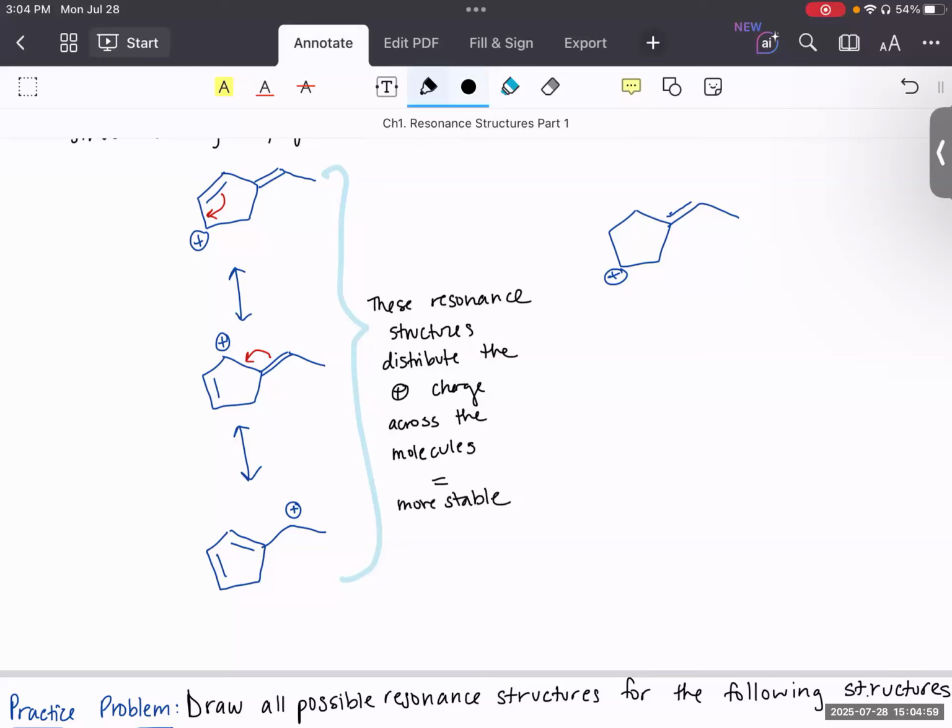Then if we take a look at the structure on the right, what we can see is that this double bond is too far away from that positive charge to engage in resonance. And so as a result of that, we do not get any stabilization of that positive charge.